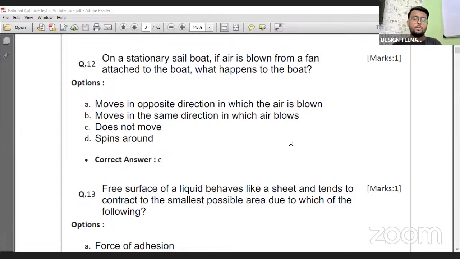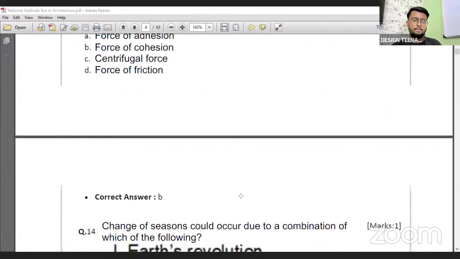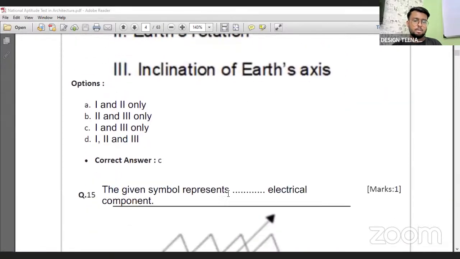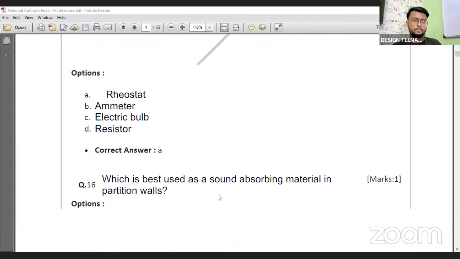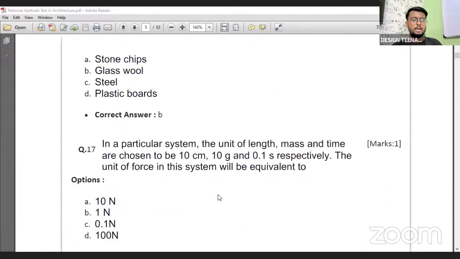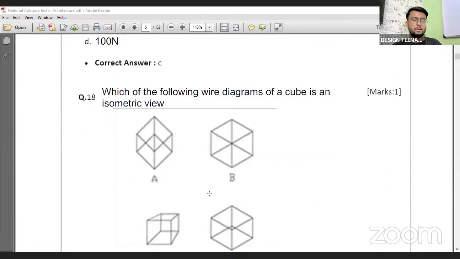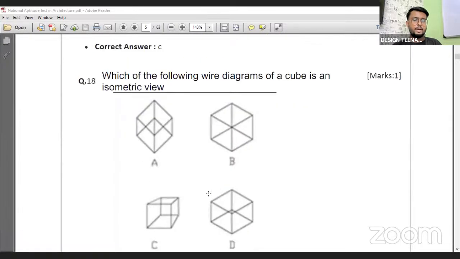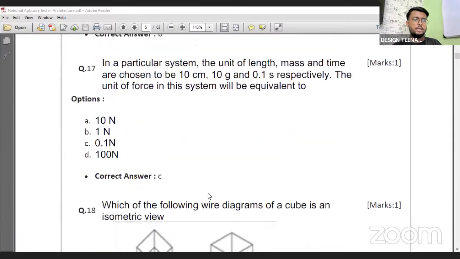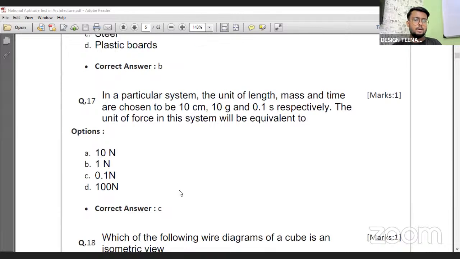Basics should be clear for you to understand and answer these. So again, starting from 11, how many questions are there? We will see. I guess hardly 10 will be there. These are all questions related to physics. And when we move on, let's check. Okay, not even 10, I guess 17. Unit force will be equivalent to 17.